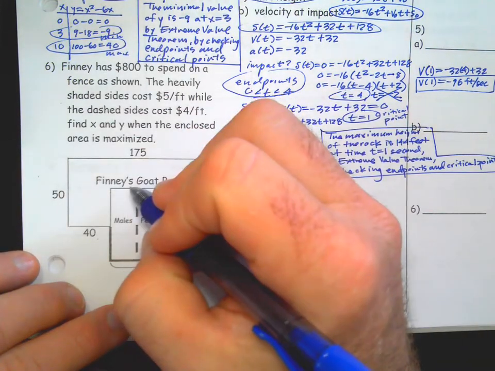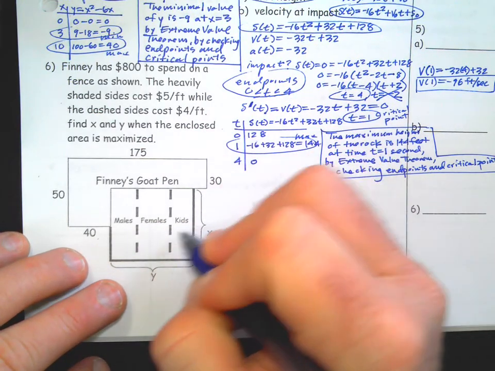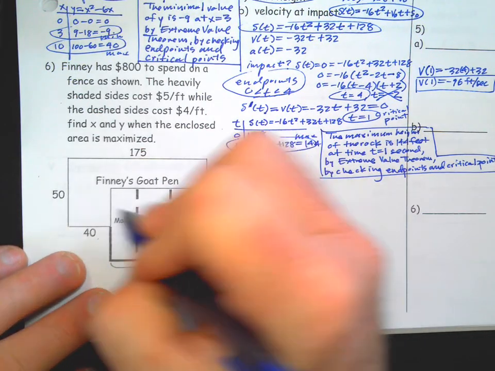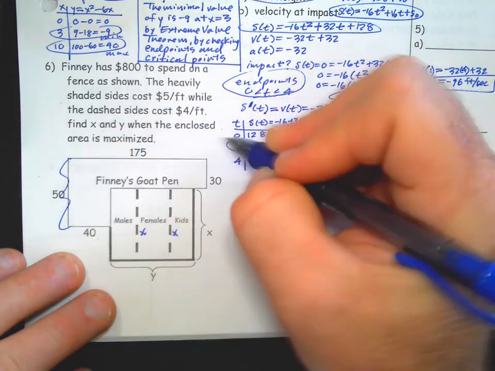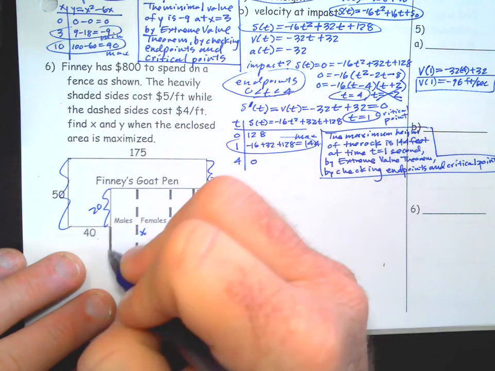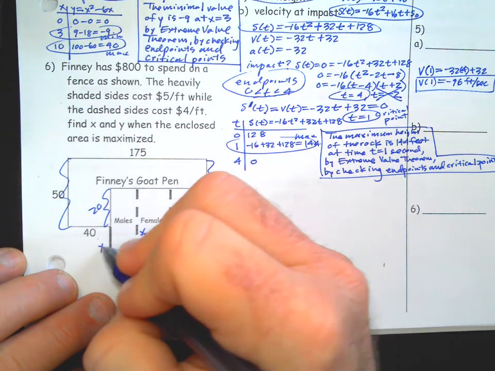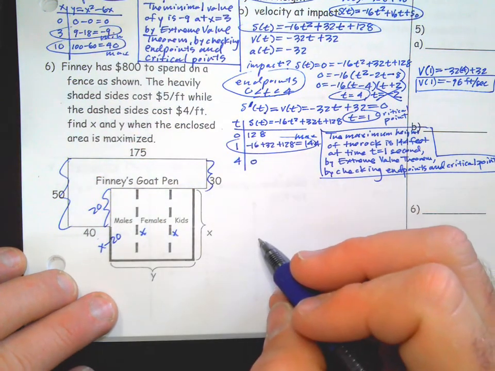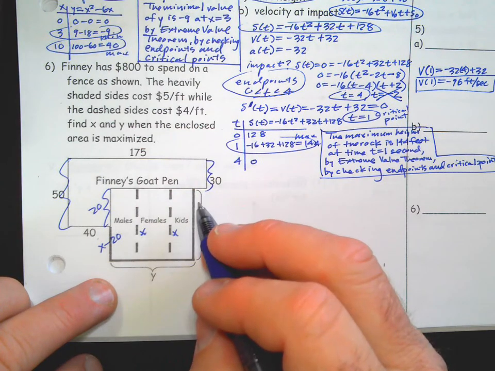Now, if this is X, then this is X, and this is X, and then if this is 50 and this is 30, then this is 20. And so then this would be X minus 20. And we just need fencing. We don't need fencing where the building is.